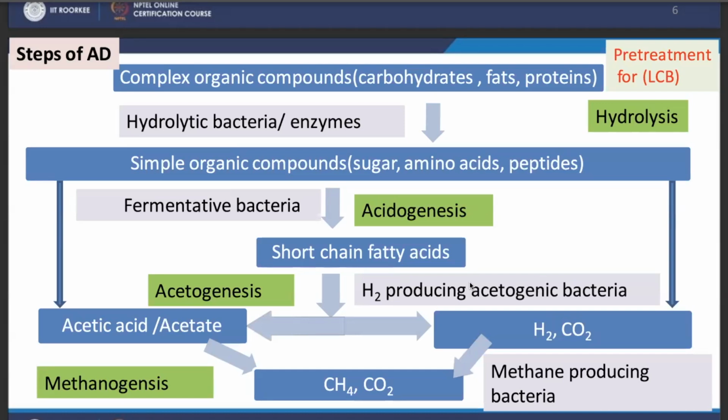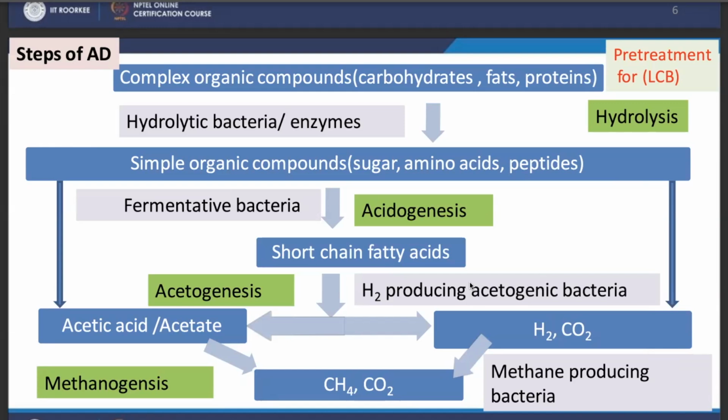Now, these short chain fatty acids can further be metabolized or converted into acetate or carbon dioxide or hydrogen. It depends upon the type of bacteria you are using. If you are using acetogenic bacteria, it will produce CO2 and H2. If you are using acetogenesis, bacteria which produce acetate, they will produce acetic acid or acetate in short. Further, both H2, CO2 and acetate can be converted into methane and CO2, which is our biogas, right?